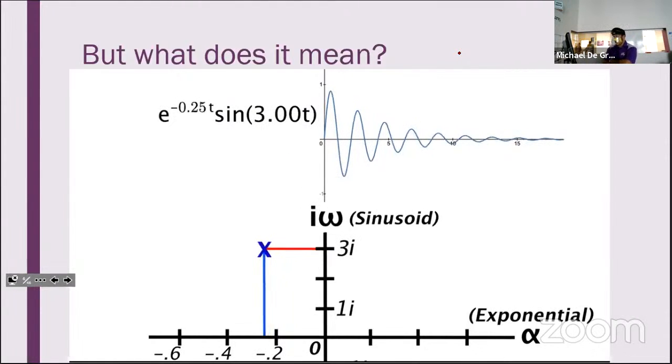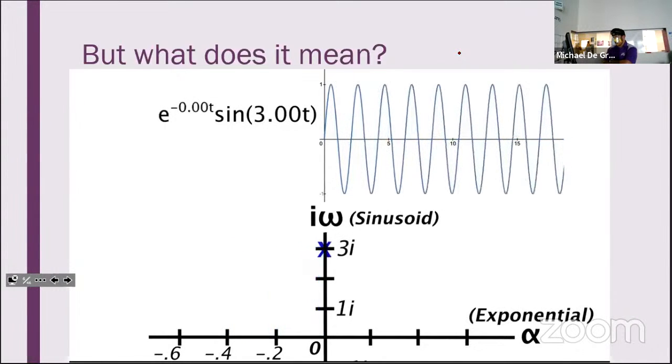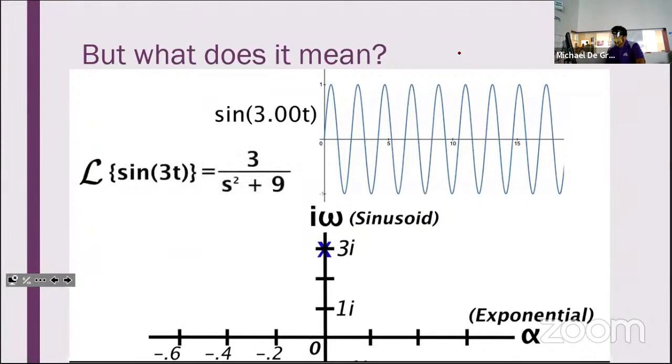If I move to the left, then the number in the exponent gets more negative, causing for a faster decay rate. The equation for this function still has coefficients that match what we see on the axes. And if I move to the right, then the decay rate slows until we reach the imaginary axis where we get a pure sinusoid. And poles on the right hand side correspond to functions with exponential growth. So now Laplace transform equations should make way more sense. Like sine of 3t has the Laplace transform of 3 over s squared plus 9.